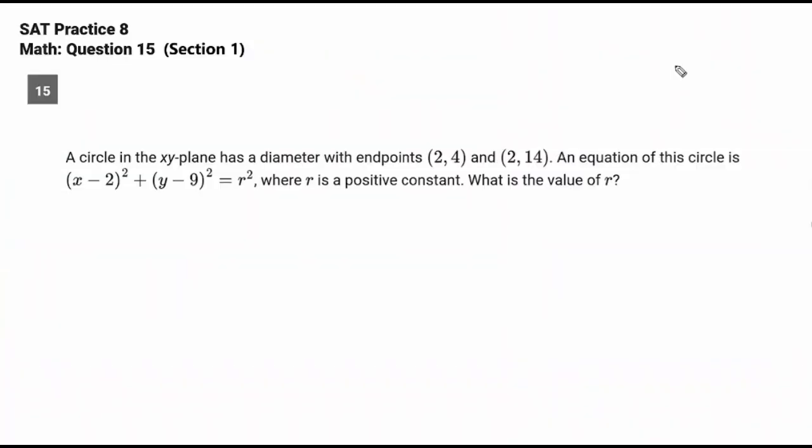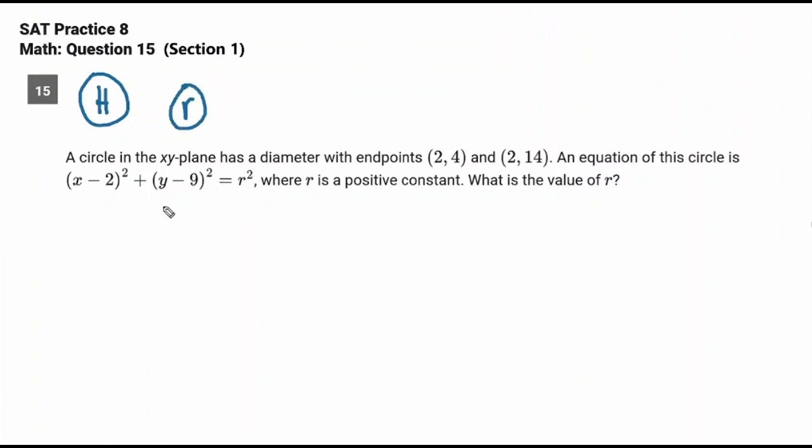We're on SAT Practice Test 8, Math Section 1, Question 15. What's the level of difficulty here? Hard. Guys, this problem is proof that Evil Testing Service hates you. A circle in the XY plane has a diameter with endpoints (2, 4) and (2, 14). An equation of this circle is this giant mess, where r is a positive constant. What's the value of r?